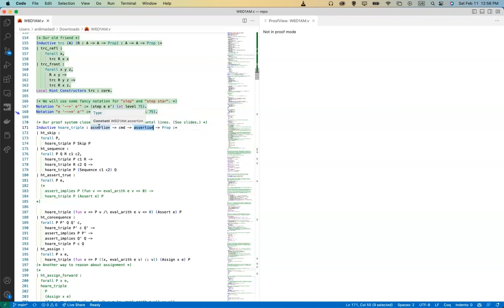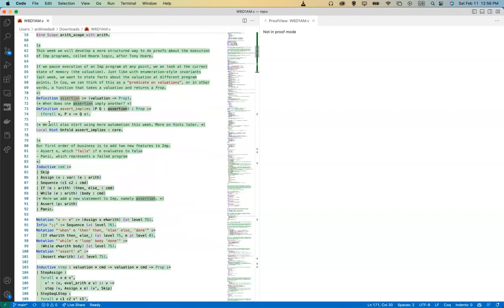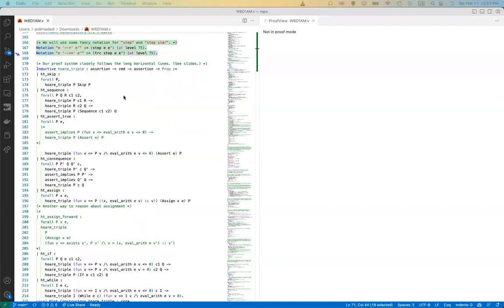And just to familiarize ourselves with the definition of an assertion, let's have a look. It's defined up here, and it's all one line. It's just a function from valuations to props. So it takes in a memory and then comes up with a claim, a proposition, about that memory. So the Hoare triple definition is going to allow us to reason about these 3 things: a function that takes a memory to a prop, a program, and then another function that takes a memory and gives us a prop.